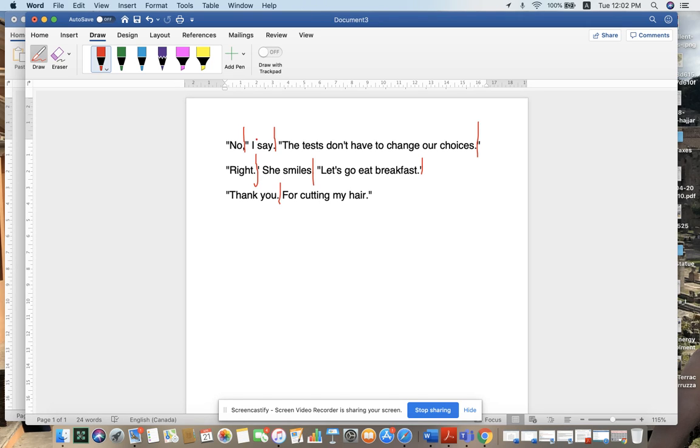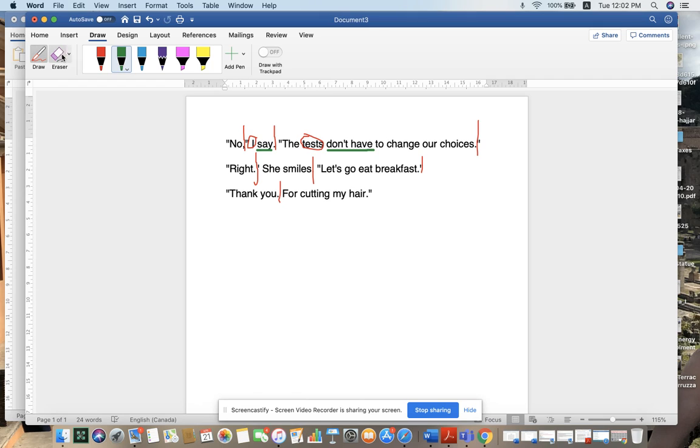Typically, we need two. Subjects are always first, so let's look at the second section, and there's our subject, I, and our predicate, say. Perfect. Next, we have subject, tests, and we have don't have. Okay. Next, we have another word, which is just one word, and that is right. And then we have she smiles. There's our subject. Here's our predicate.